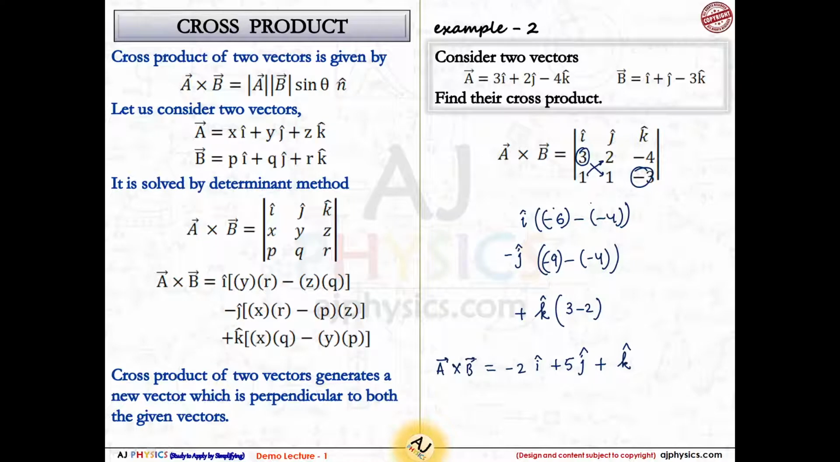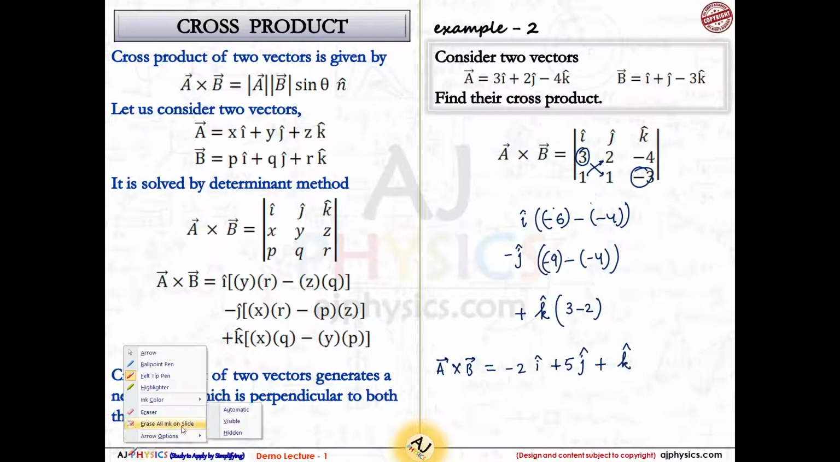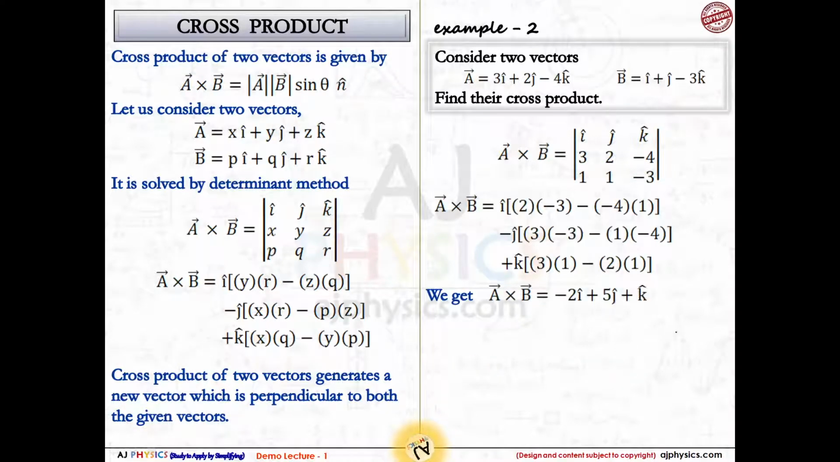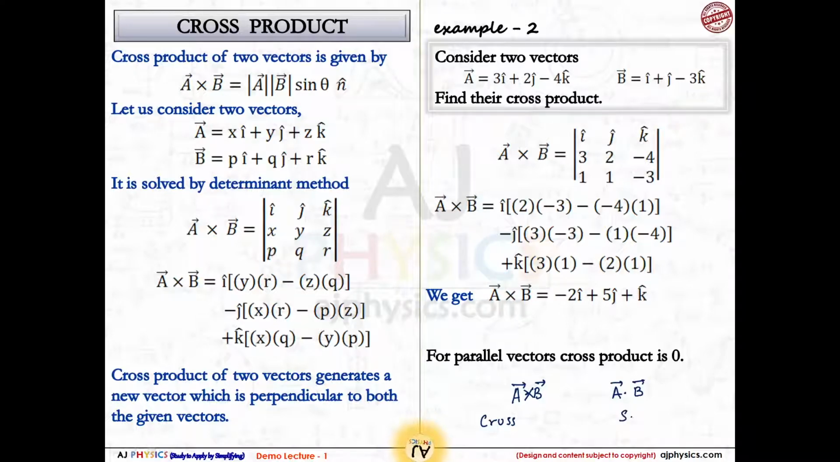So in vectors, whenever we are going to discuss the cross product and the dot product, they are two basic different things. A cross b is known as the cross multiplication, and a dot b is the dot product. This is the scalar multiplication of vectors. So we'll discuss the physical significance of these two things in the upcoming lectures. So these are the mathematical basics which we have to follow.